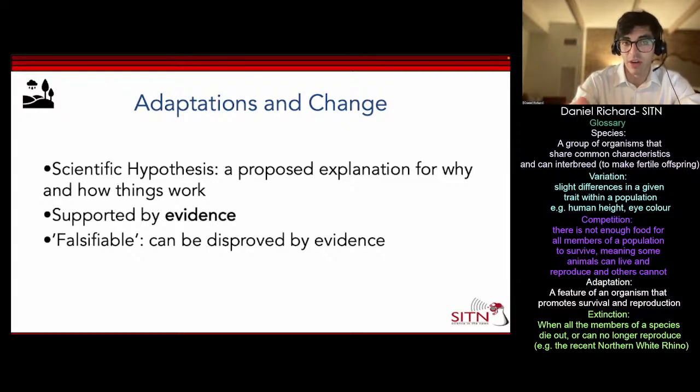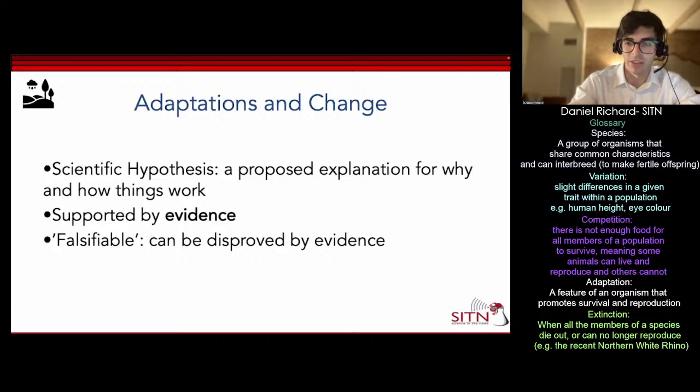Another important part of a scientific hypothesis is that it needs to be falsifiable. That is, if new evidence comes along, or say a new experiment or a new fossil is discovered, that hypothesis can be proven wrong. That way things are not set in stone. We learn as we go, and those hypotheses reflect our understanding of the science and the data at the time. And so when we say a scientific hypothesis, we mean it in a very specific, very testable way.